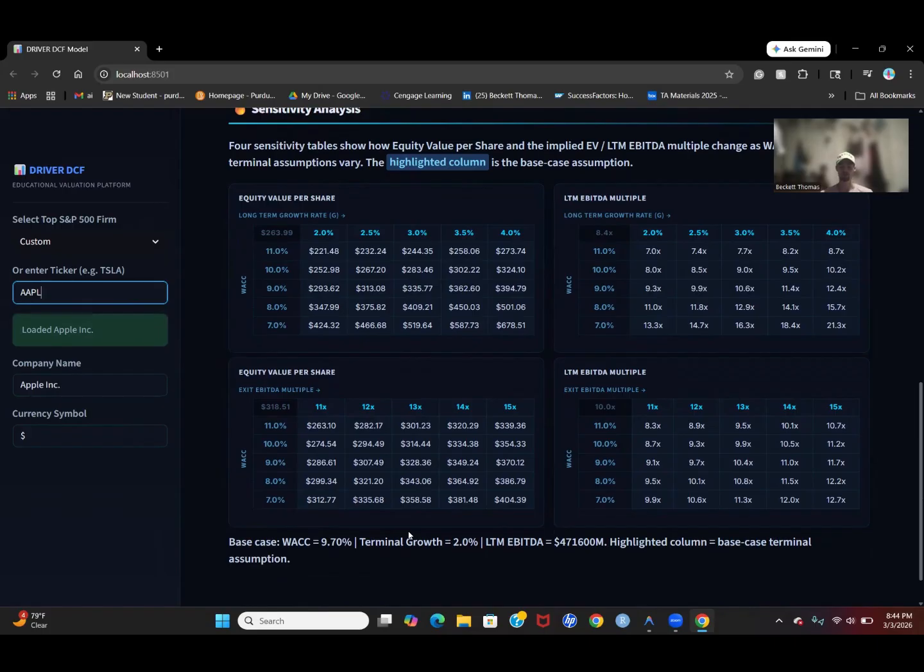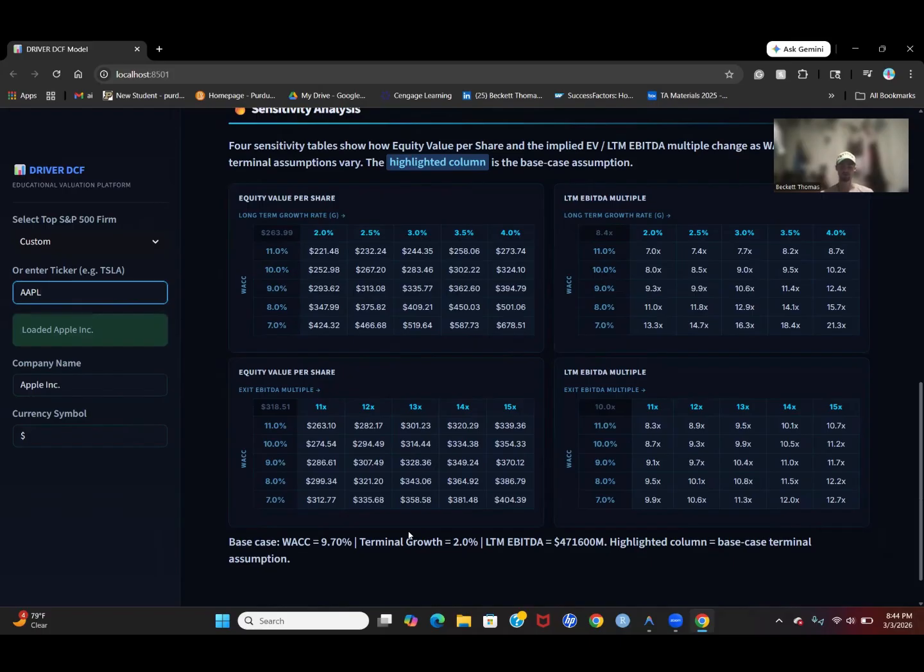The bottom 2 tables use the exit EBITDA multiple instead of Gordon growth as the terminal value method, an alternative approach commonly used in private equity. The highlighted column represents our base assumptions, and as you move left, lower weighted average cost of capital, higher growth, valuations increase. As you move right, higher weighted average cost of capital, lower growth, they compress.